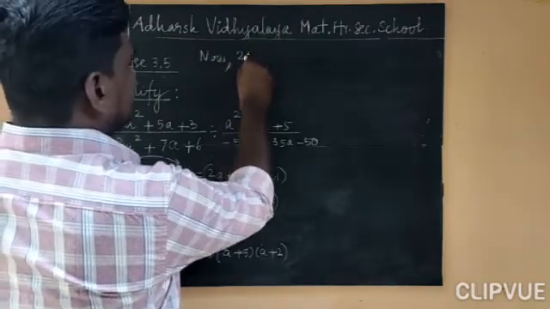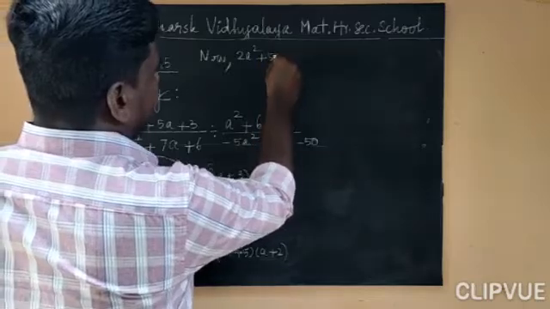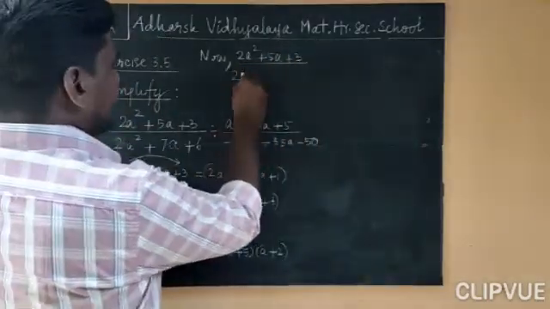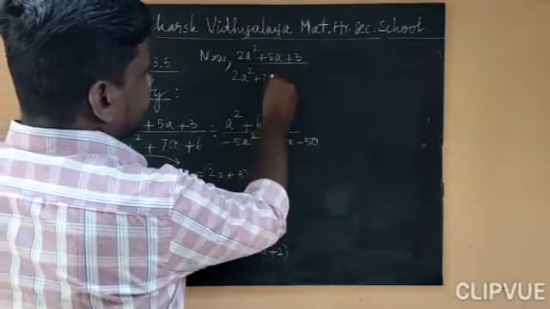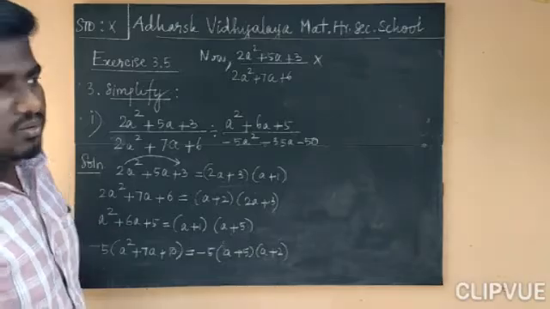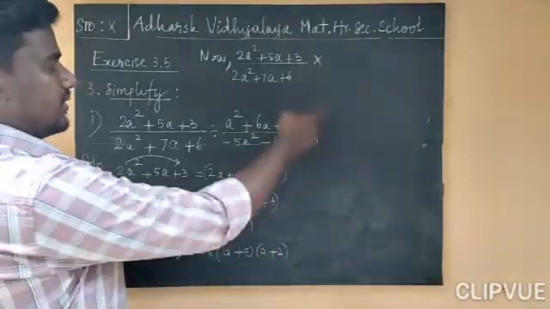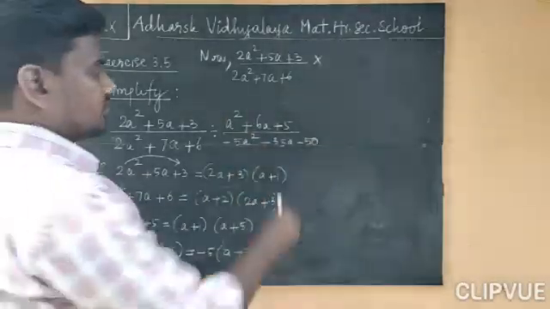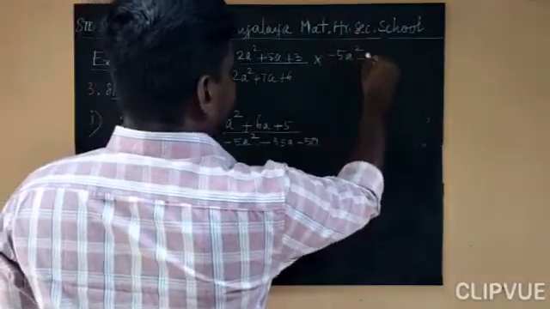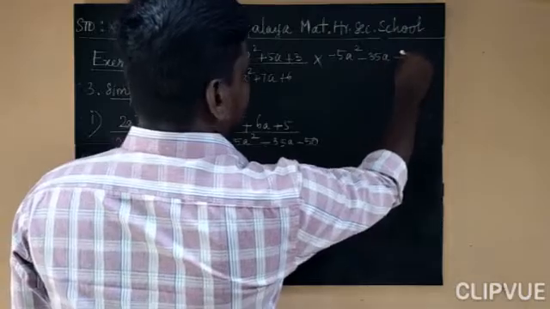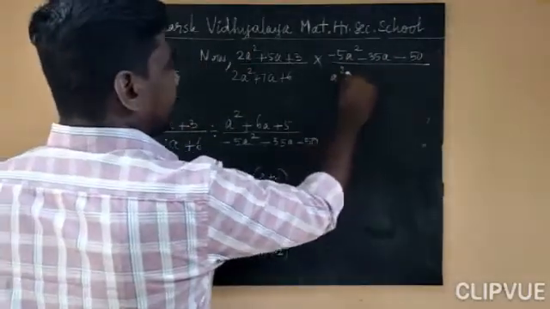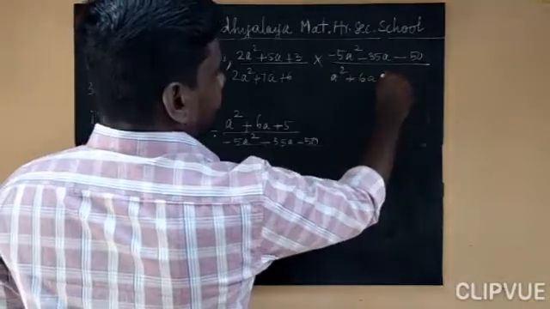Now this 2a square plus 5a plus 3 divided by this 2a square plus 7a plus 6. We change the sign, division to multiplication. Then this one will be written in the form of reciprocal. So the reciprocal of this one is minus 5a square minus 35a minus 50 divided by a square plus 6a plus 5.